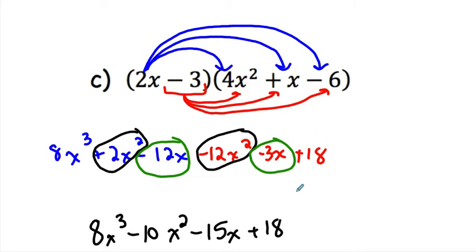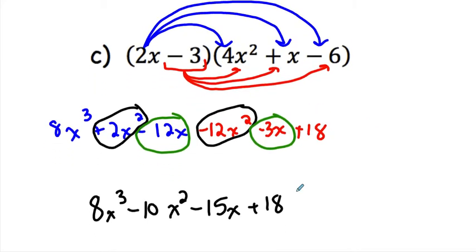Next one, also done for you. Let's walk through it again. 2x times 4x squared. And again, if you need to pause and rewind, go ahead and do that. Come back whenever you're ready. 2x times 4x squared. Multiply your numbers. 2 times 4 is 8. X times x squared is x to the third.